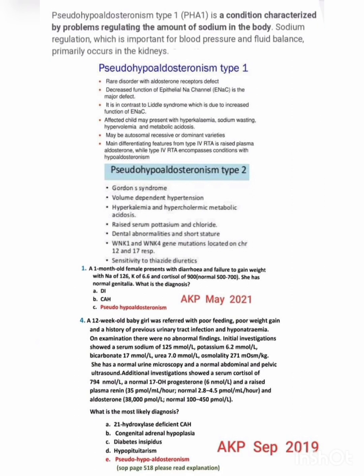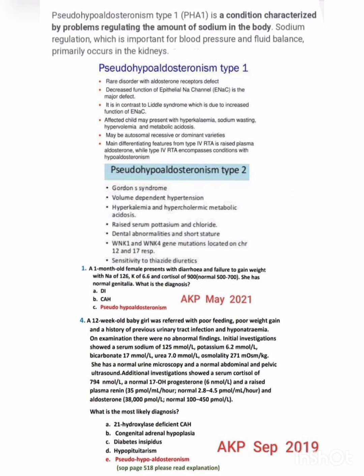Now, pseudohypoaldosteronism type 2, another name is Gordon syndrome: volume dependent hypertension, hyperkalemia, and hyperchloremic metabolic acidosis, raised sodium, potassium, and chloride, dental abnormalities, and short stature. WNK1 and WNK4 gene mutations located on chromosomes 12 and 17 respectively, and sensitivity to thiazide diuretics.